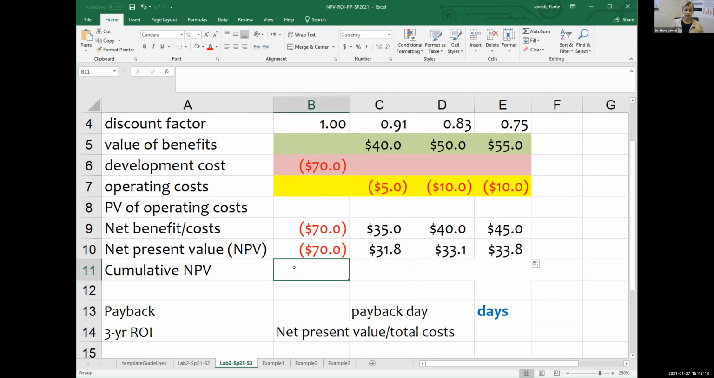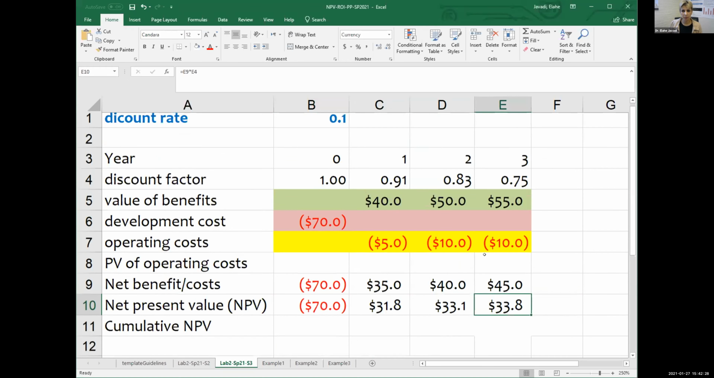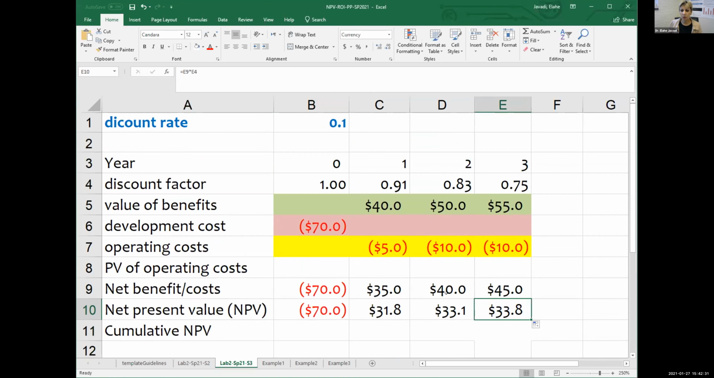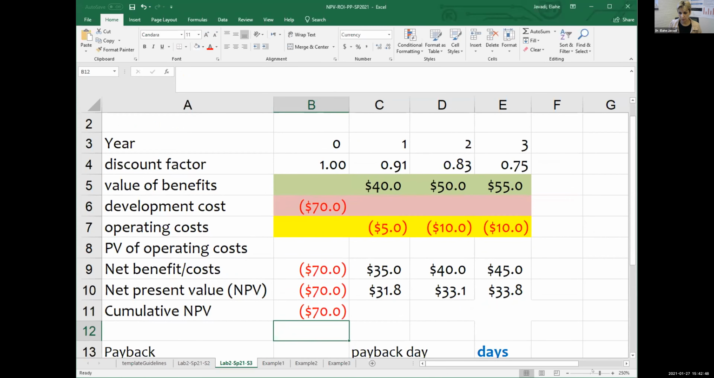Cumulative NPV considers what you have done up to and including this year. So this is the NPV for year zero, year one, year two, year three. But if you want to know where you stand in terms of finances, you have to consider what you started with. Year zero starts with nothing, so the cumulative value is equal to the value itself.